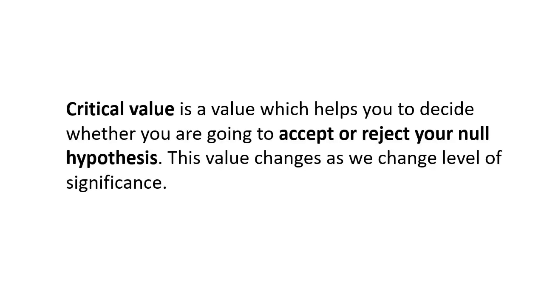All right, let's define critical value. A critical value is a value which helps you decide whether or not you're going to accept or reject a null hypothesis. This value changes as you change the level of significance. At a certain level of significance, it depends on the distribution of the test statistic and degrees of freedom. Your decision to either reject or accept a null hypothesis based on critical values will depend on which type of hypothesis testing you are doing, for example, one-tail or two-tail hypothesis testing.